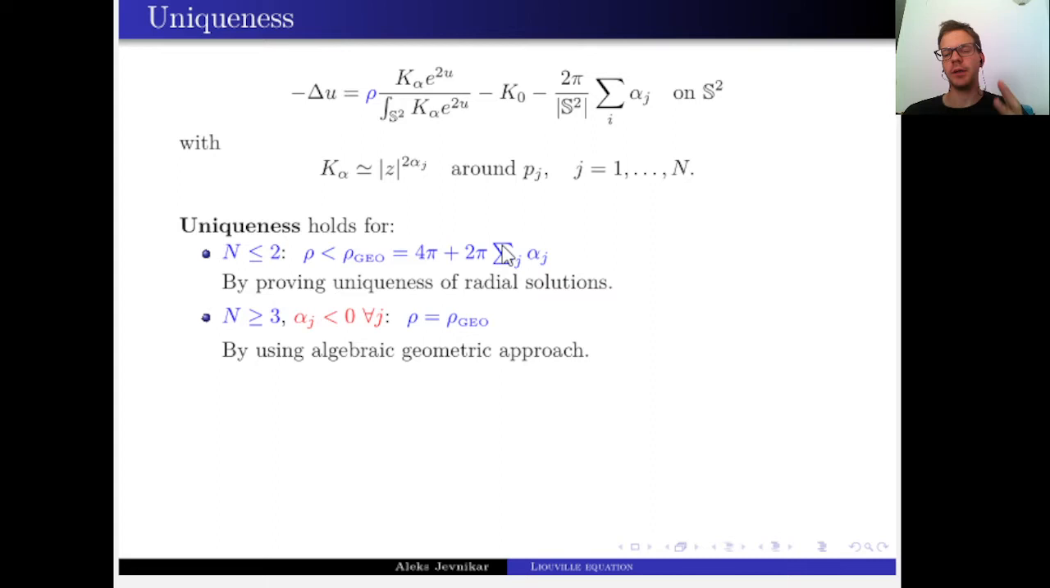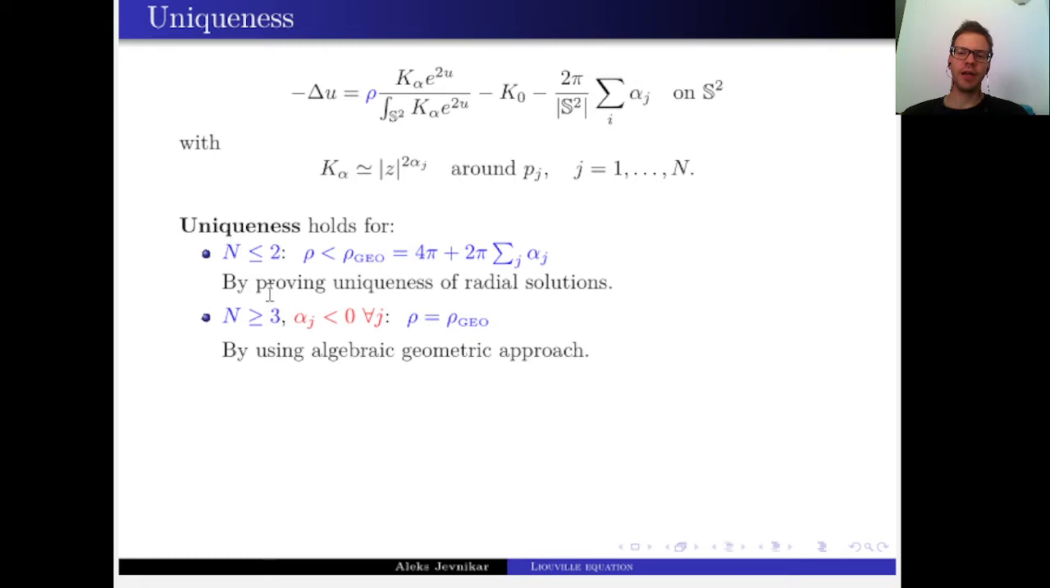You start from solutions on the sphere with at most two conical points, and then you project down the solutions to the plane, and you show that these solutions need to be radial, and then you show that radial solutions are indeed unique. Okay, so this is the argument. You pass through the radial solutions, so you first simplify the problem and then show uniqueness.